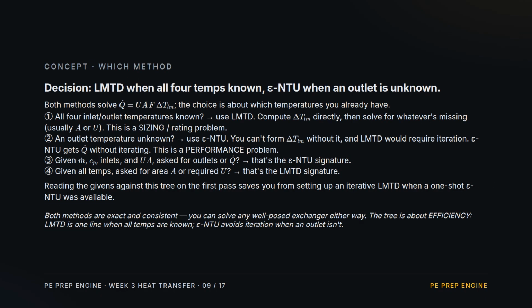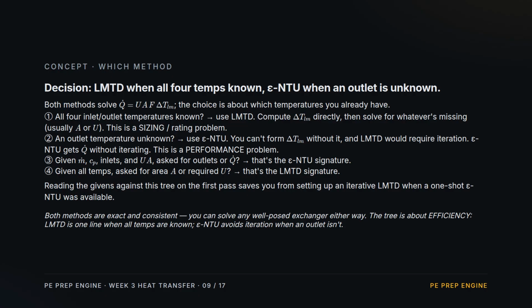The decision. Which method? Both solve the same equation. The choice is about which temperatures you have. All four known? Use LMTD. Compute delta TLM directly, then solve for whatever's missing, usually area or U. That's a sizing problem.